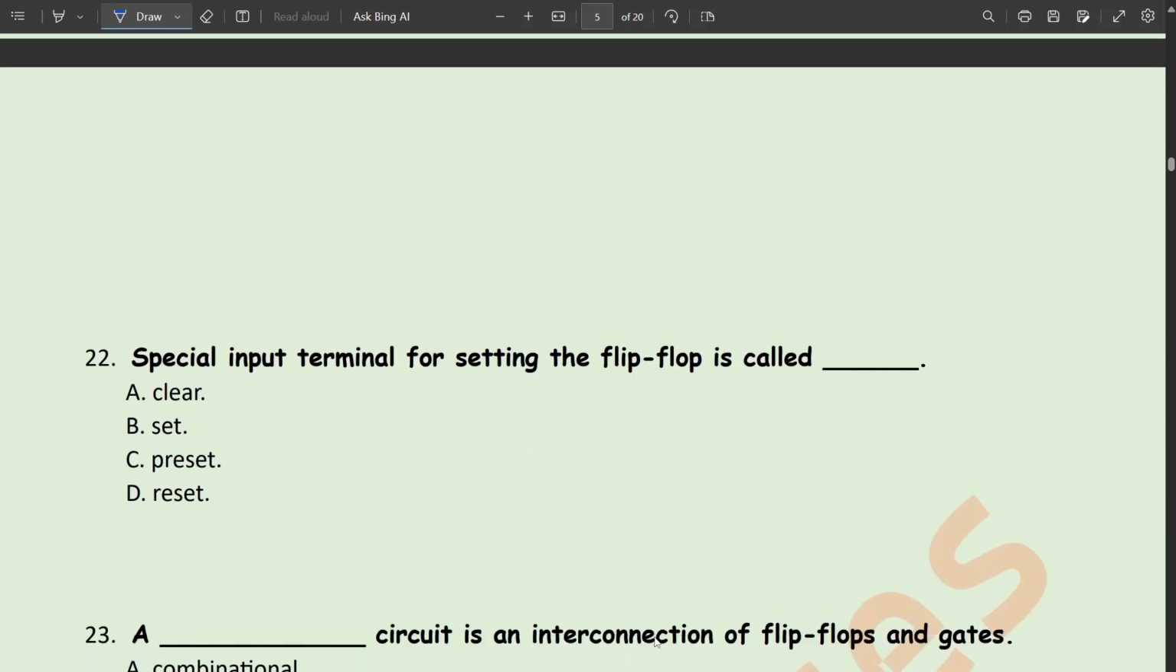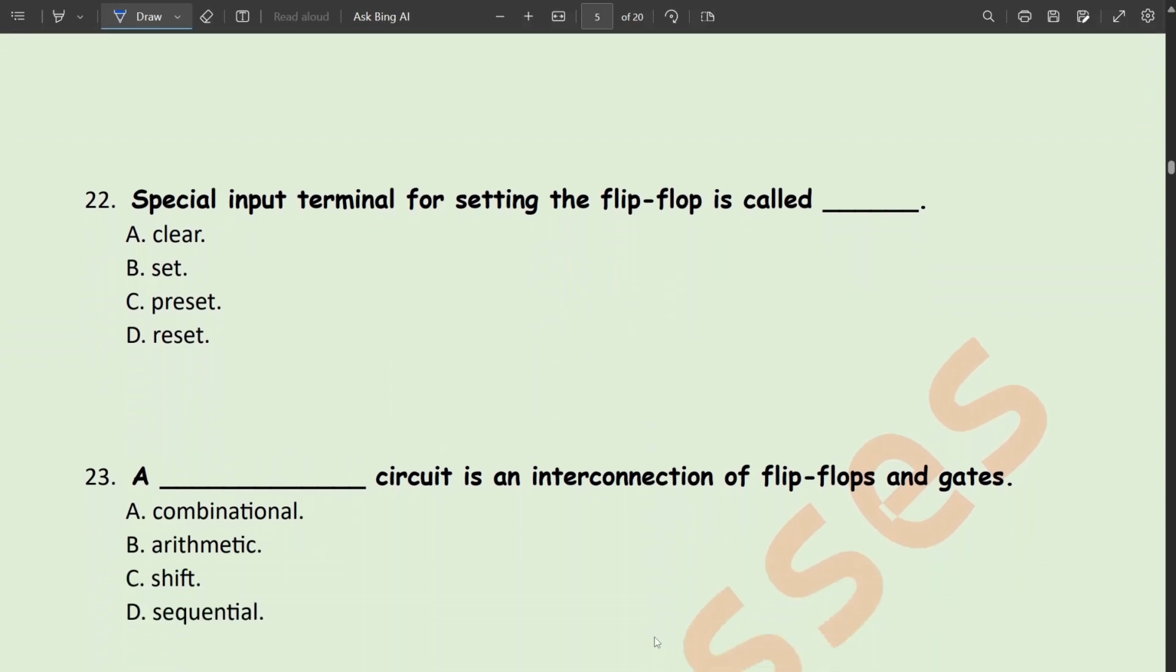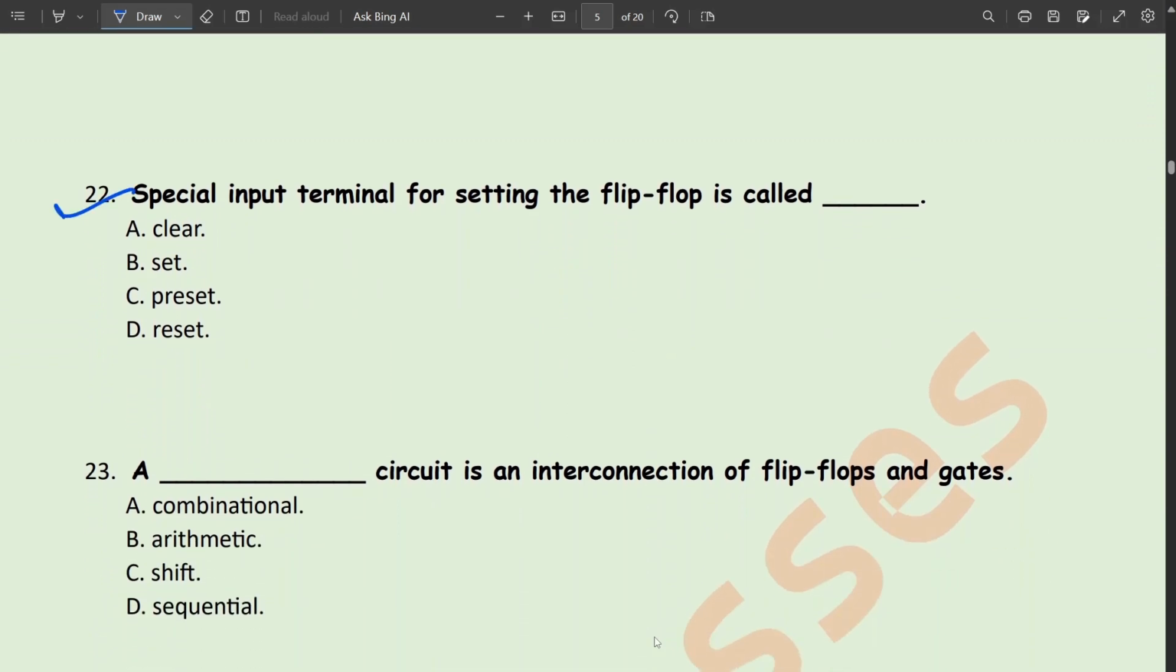Next. A special input terminal for setting the flip-flop is called what? The answer will be preset. A special input terminal for setting the flip-flop is called preset.